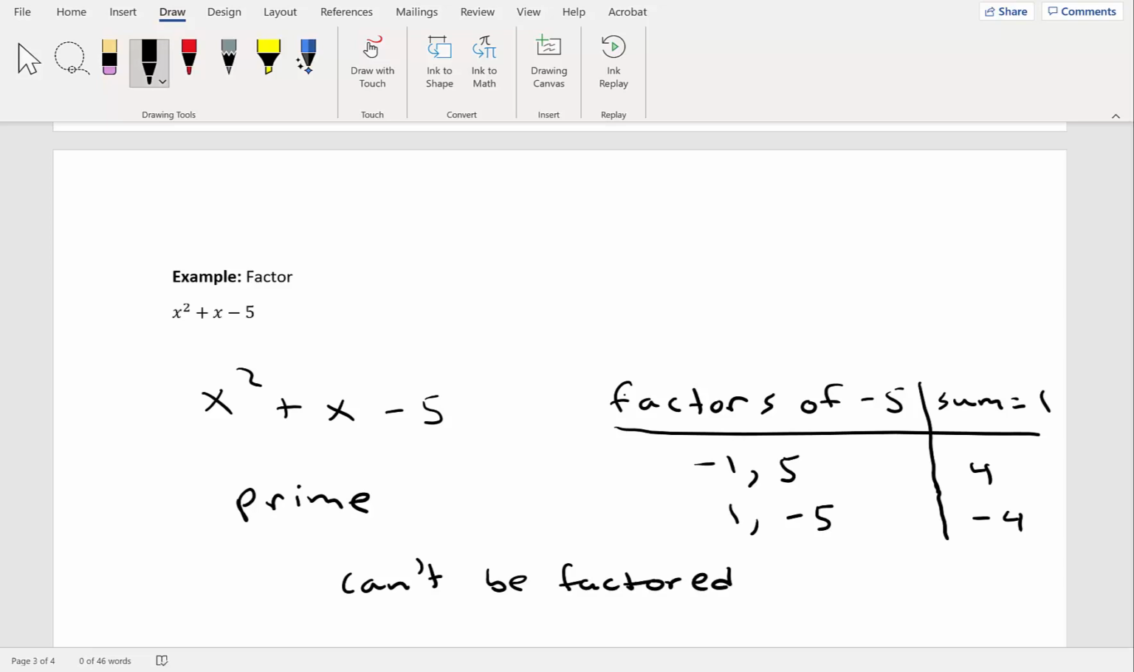So not every trinomial you'll be able to factor. Once you exhaust your options, once you try out every possibility, and you don't end up with the right combination, then it's a prime trinomial.